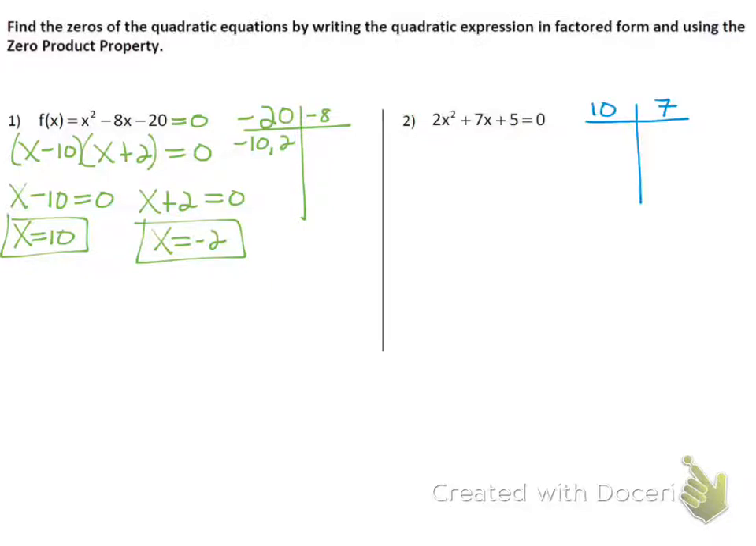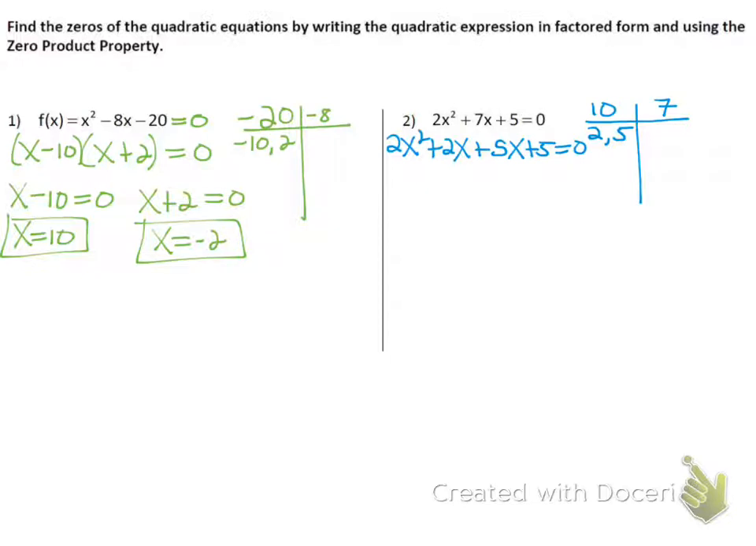My t-chart here, remember a times c goes here and b goes here. So I need two numbers that multiply to 10 and add to 7. Those two numbers are 2 and 5. Now, unfortunately, I can't use the shortcut here, so I'm going to review the full AC method here in case you need that refresher. I need to split that middle term using the 2 and the 5.